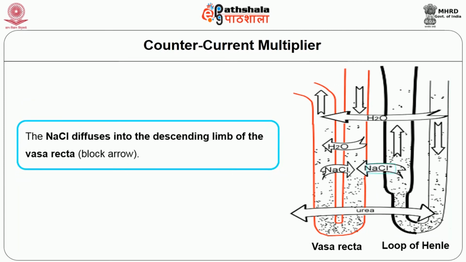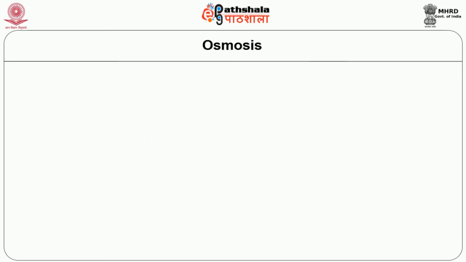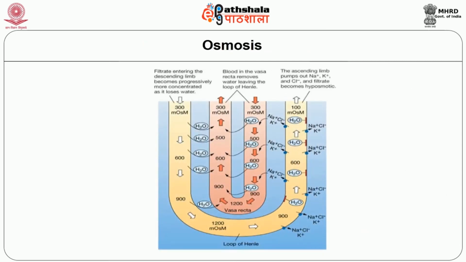The sodium chloride diffuses into the descending limb of the vasa recta. Any that might diffuse into the descending limb of Henle will only get pumped back when it enters the ascending limb, so this is not shown here in the diagram. It will not diffuse into the ascending vasa recta because the fluid is already highly concentrated. This is the mechanism that multiplies the concentration of sodium chloride in the descending vasa recta, making the counter current exchange possible.